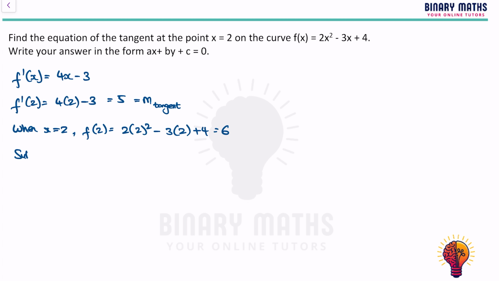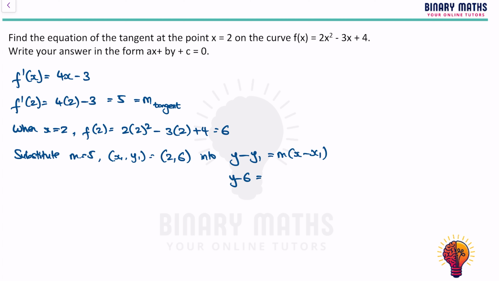So I need to substitute m is equal to 5 and x1, y1 is equal to 2, 6, which is the point. At the point x equals 2, y is equal to 6. I need to substitute into y minus y1 is equal to m times x minus x1. So when I do that, I get y minus 6 is equal to 5 times x minus 2.